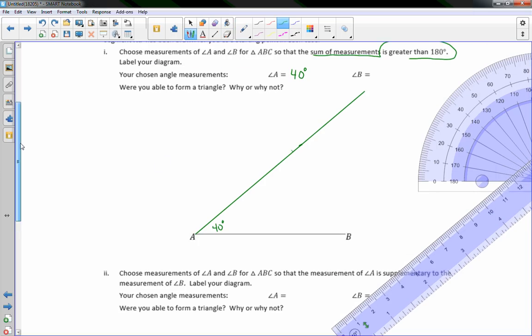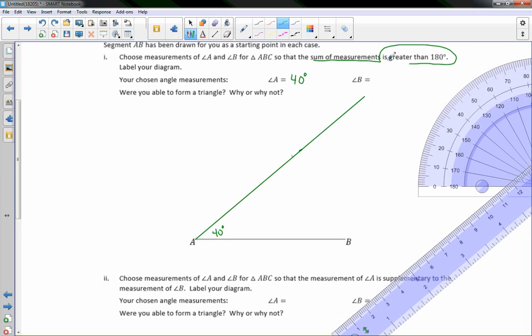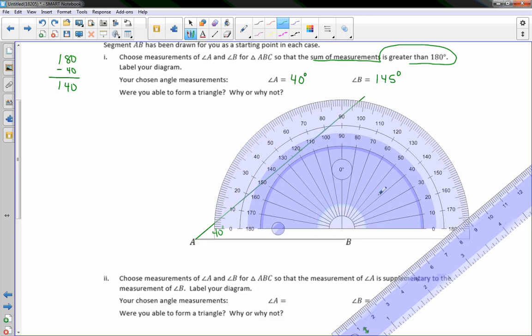Okay, so now keep in mind what this is asking. The sum of the measures of A and B have to be more than 180. So if I take 180 and subtract 40, that leaves me with 140 degrees. So I need something greater than 140. So how about 145? That's more than 140. 40 plus 145 is 185, which is more than 180. So now I'm going to make an angle that's 145 degrees.